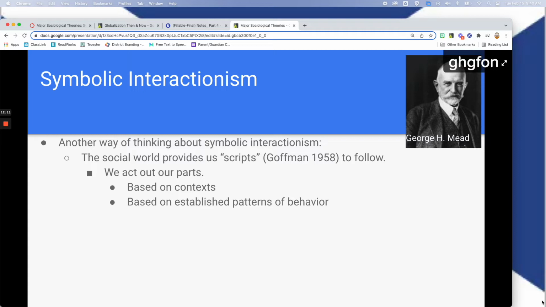Robert's script involves swear words when he's not around his grandparents. But when he's around his grandparents, different script, right? And that script does not include swear words. That's pretty common, right? So Goffman would say that's exactly it. The social world gives us scripts, and they are different depending on the context.